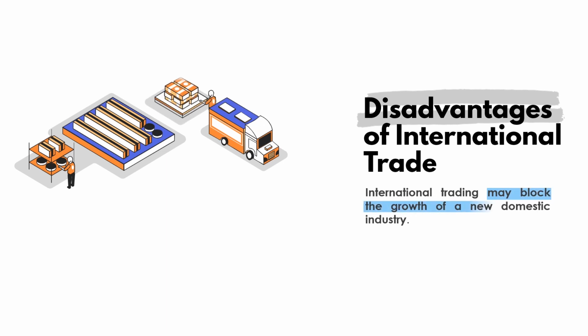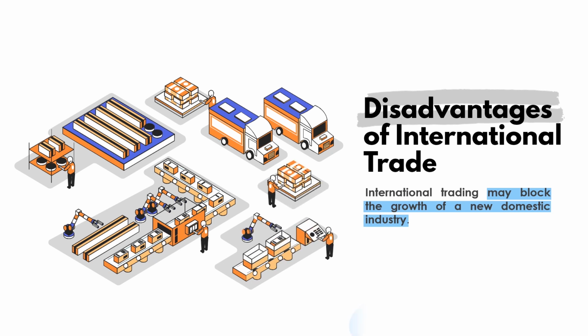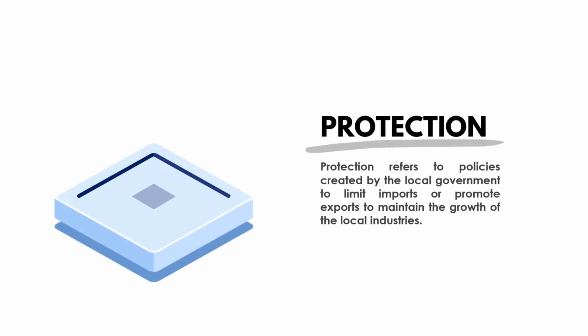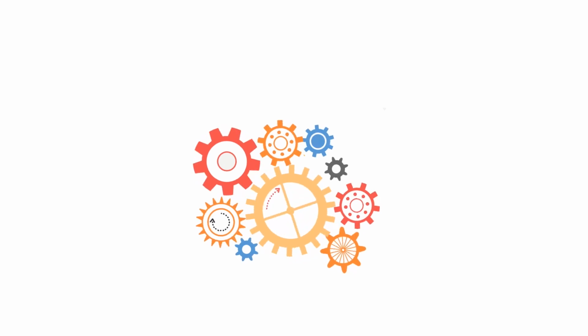International trading may block the growth of a new domestic industry. With various products in the market, it is difficult for a new business to compete and develop. Hence, protection exists. Protection refers to policies created by the local government to limit imports or promote exports to maintain the growth of the local industries. There are three primary protection policies.